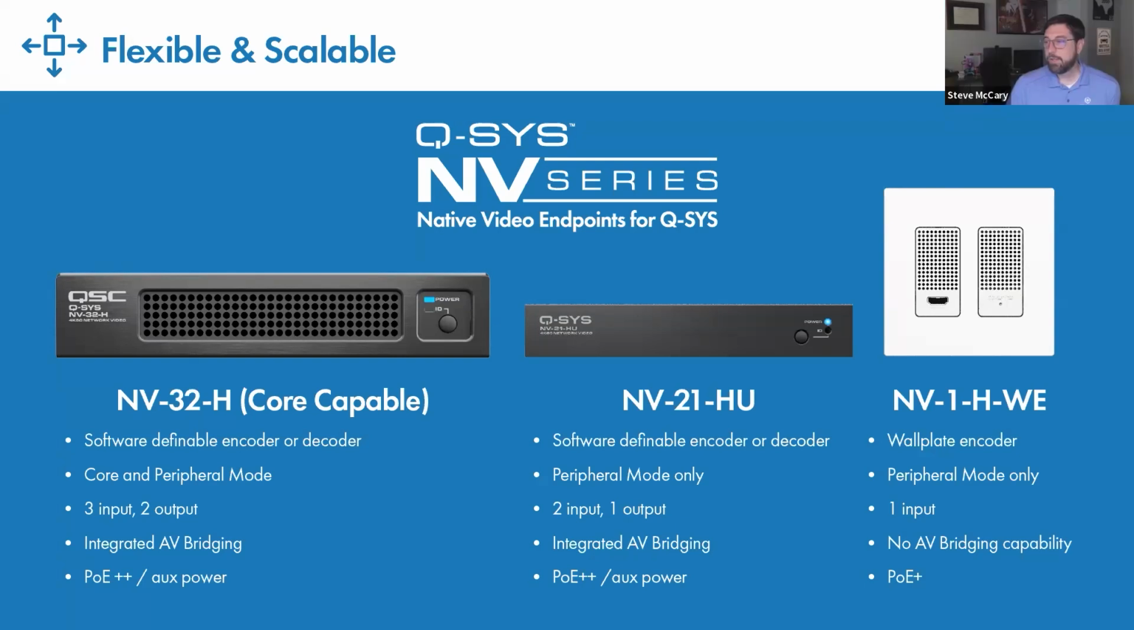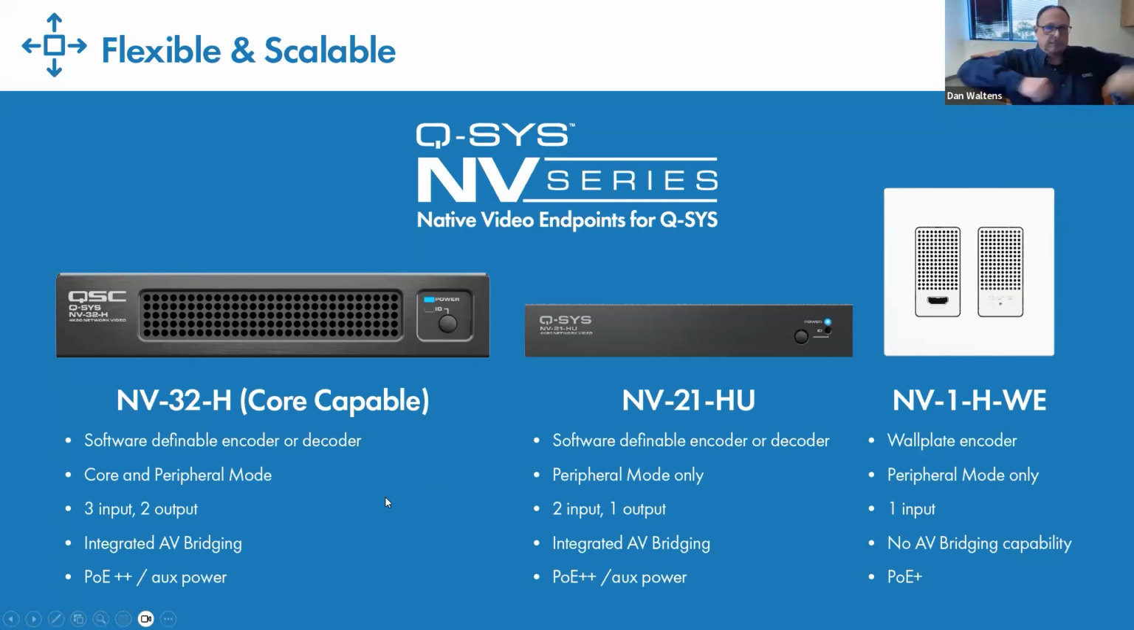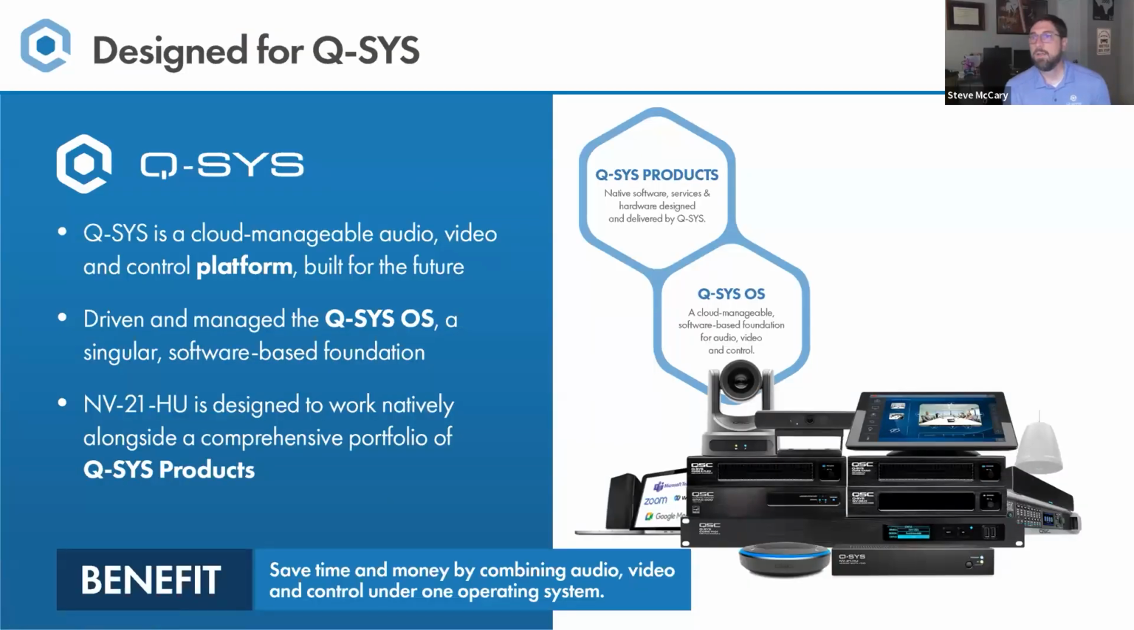Can the NV21 encode 2 1080p streams on the network simultaneously? Yes, it can now. It didn't when it was first put out, but it does now. All right, well, we're caught up there. Look at that, just in time for flexible and scalable.